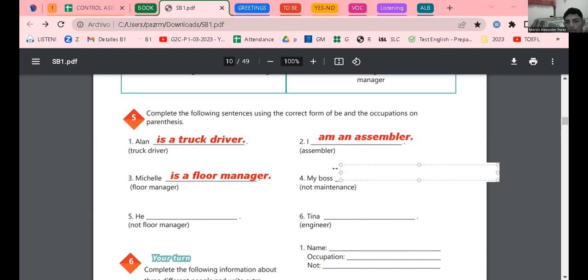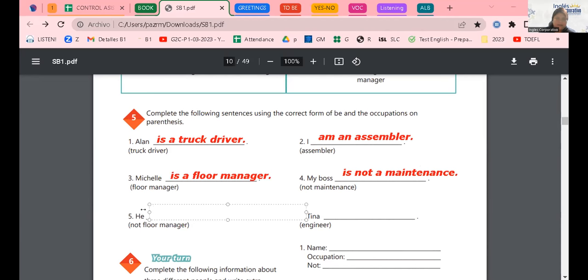Negative. Are you not? No. Okay, my boss, he's not. What is the pronunciation? Maintenance. Maintenance. Okay, yes. Let's see. Number five. He's not. Okay, contraction. He's not. Okay. He isn't. Yes, that's possible too. También lo pueden poner cualquiera de las dos. He's not or he isn't a floor manager.